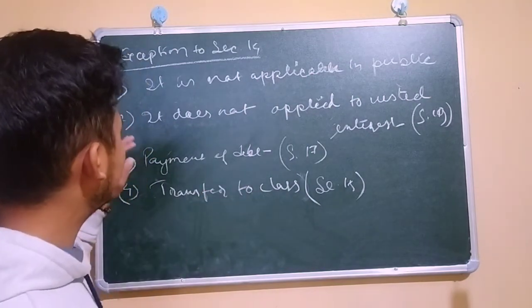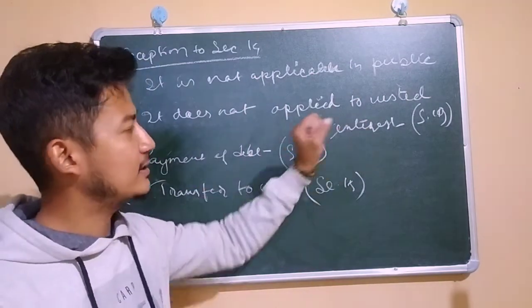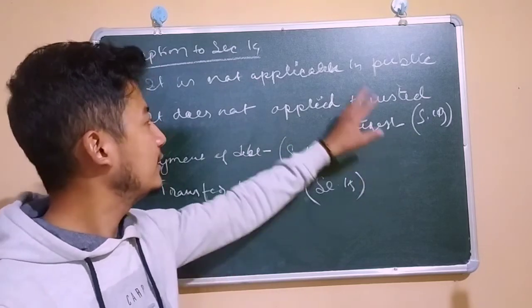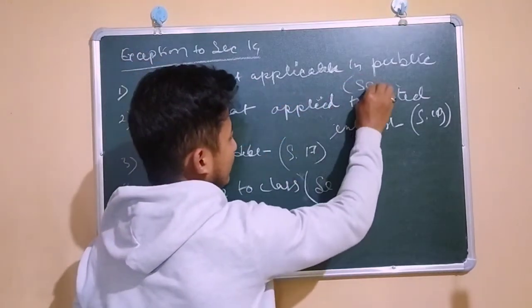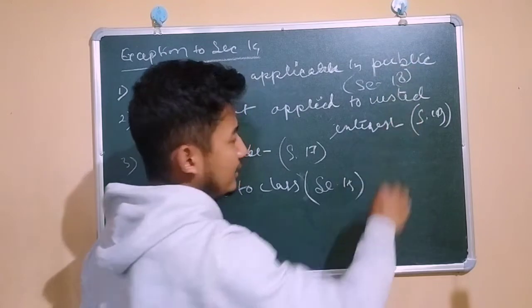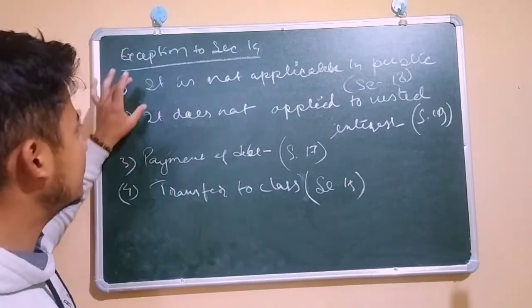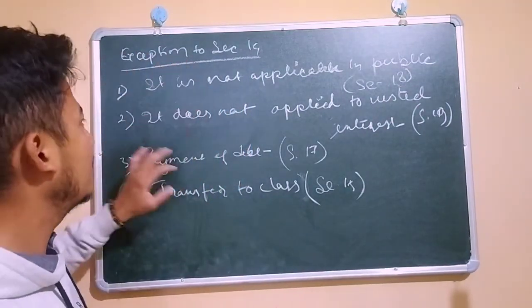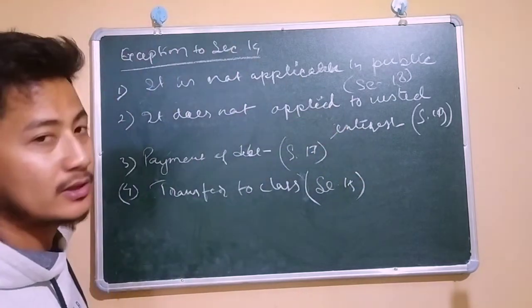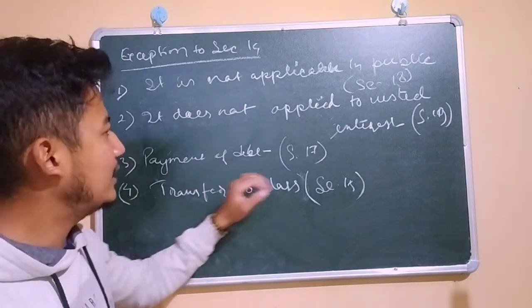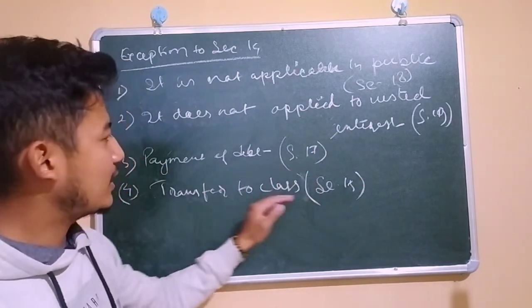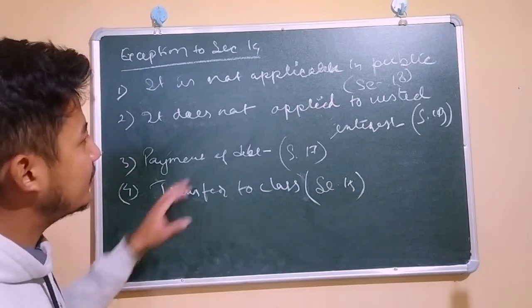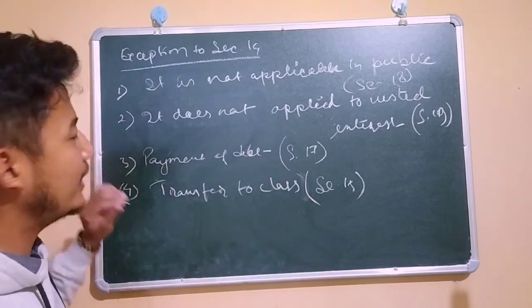Another example is that it is not applicable in the case of vested interest, section 18. If you read section 18, you will understand and can relate it. Section 18 is an exception to section 14, and section 19 is also an exception to section 14, and again payment of debt, section 17, and transfer to classes, section 15. If you read these sections, it will be very easy to see why each is an exception to section 14.